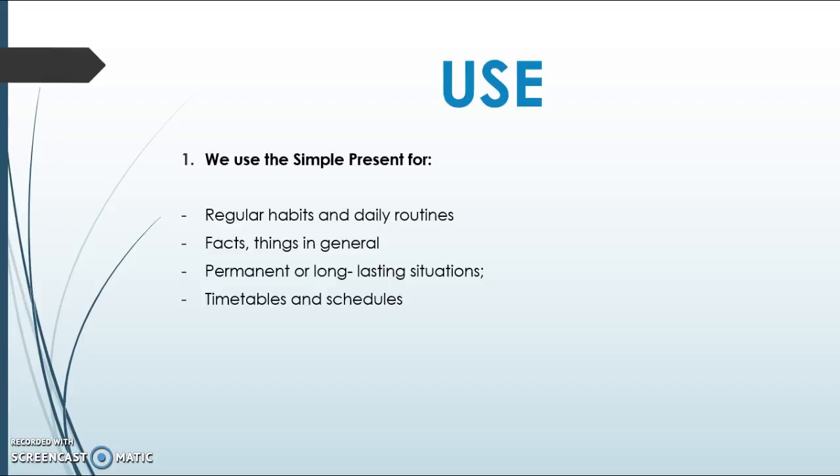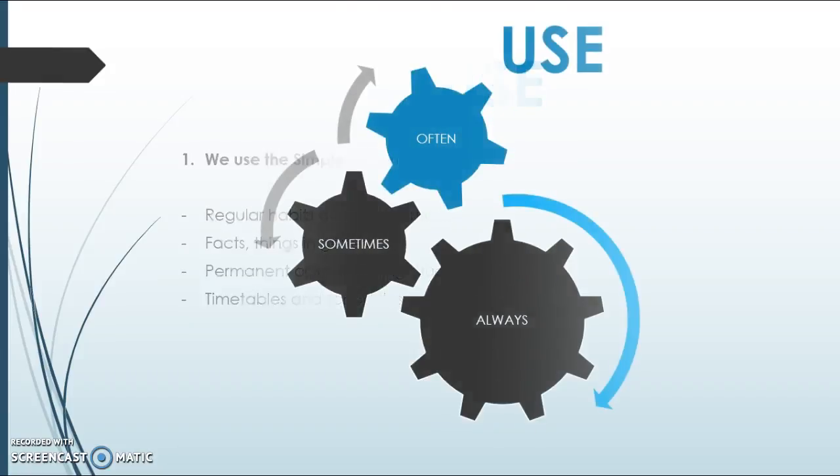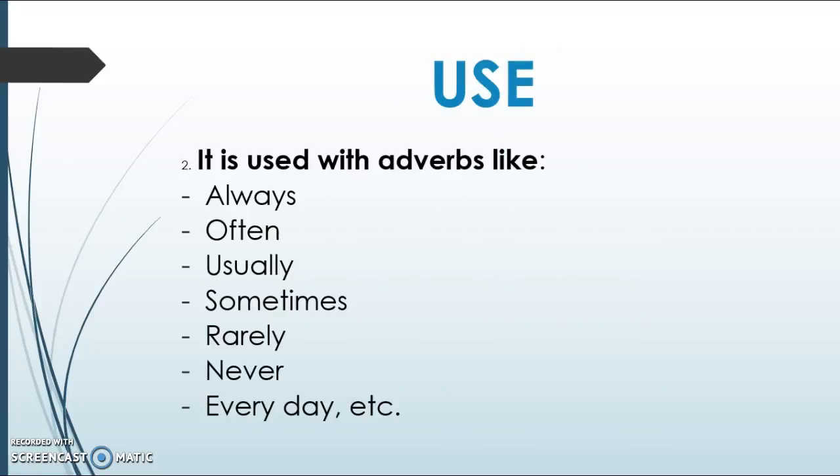Use. First, we use the simple present for regular habits and daily routines, facts, things in general, permanent or long-lasting situations, timetables, and schedules. Use with adverbs of frequency, such as often, sometimes, always, usually, rarely, never, every day, every year, etc.